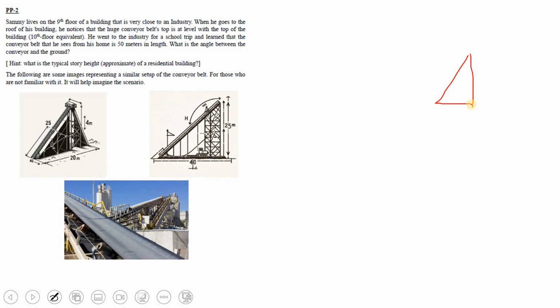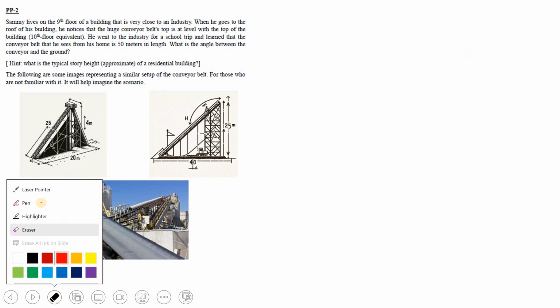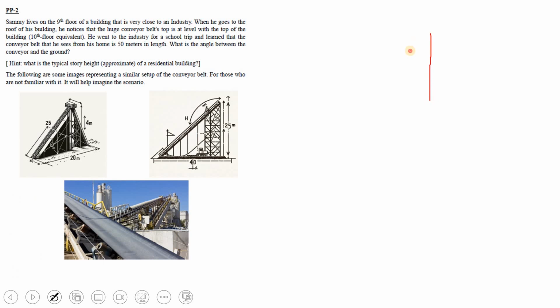So the conveyor belt is actually a triangle, if you look at it carefully, and you already know how to solve this problem, and you already have this measurement, which is 50 meters, and you have a hint to calculate the perpendicular length. It says that there's a building, and the building is 10 stories tall, and it's the same height as the conveyor belt.